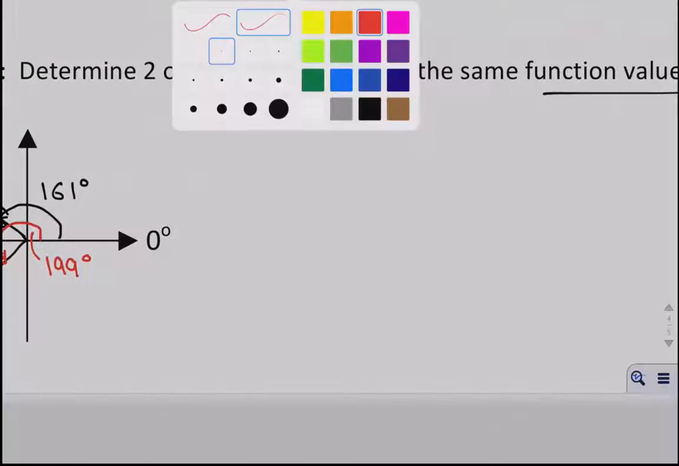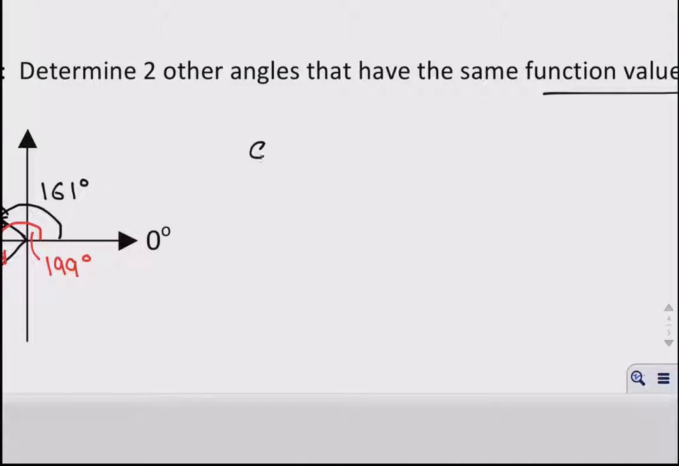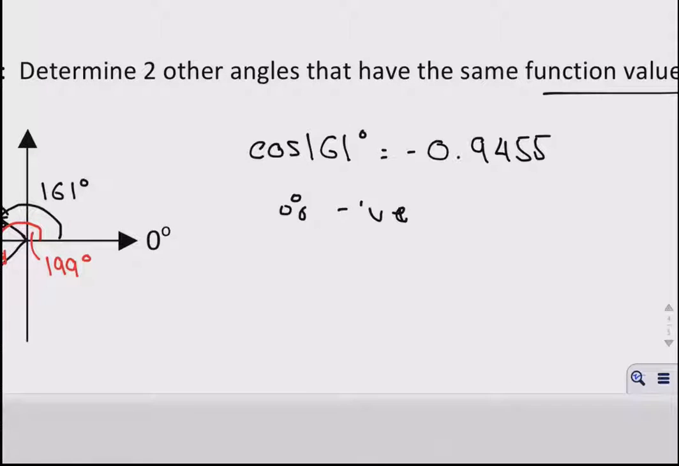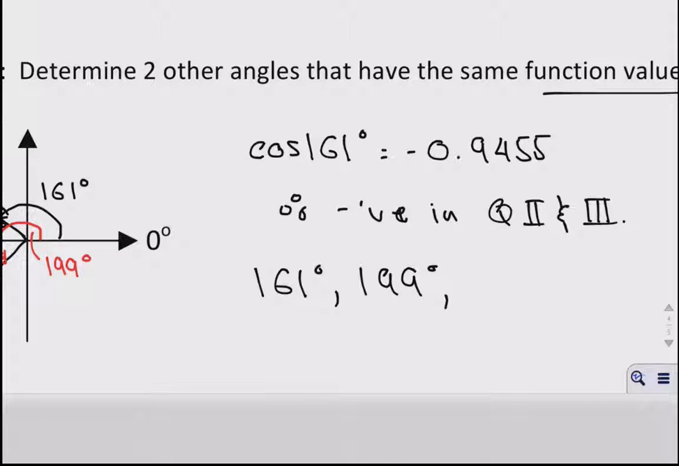Let me just summarize what I've done so far. Cos of 161 degrees, if I plug it into my calculator, I get 0.9455. And therefore I know that it's going to be negative in quadrants 2 and 3. So my other value, which I just did for you, 161 and 199, is going to be that.